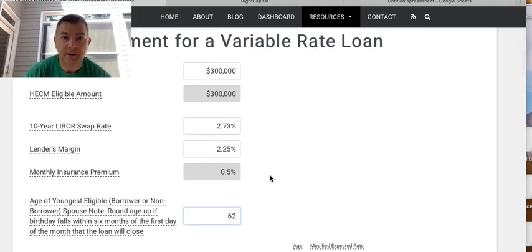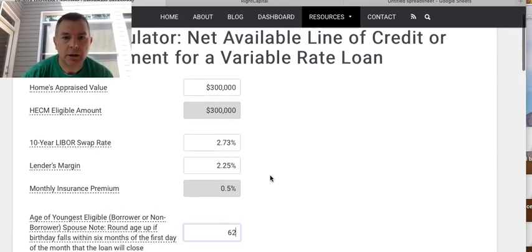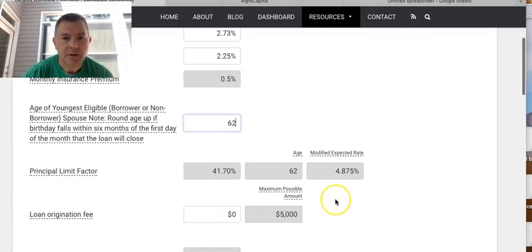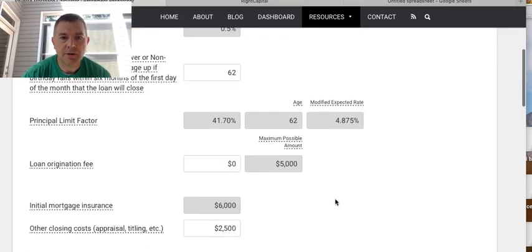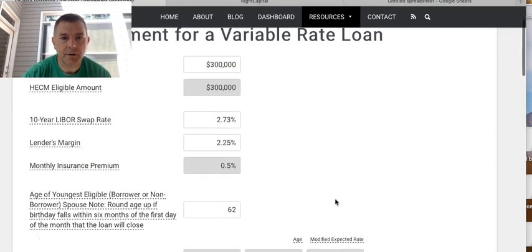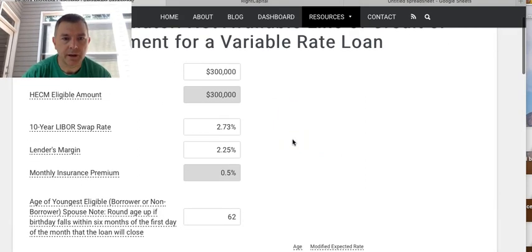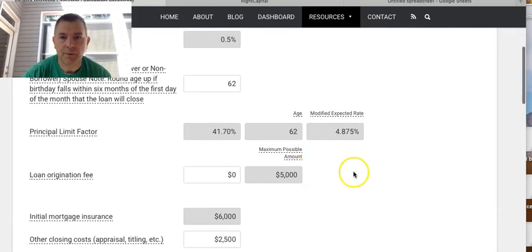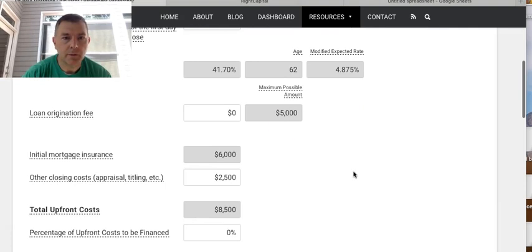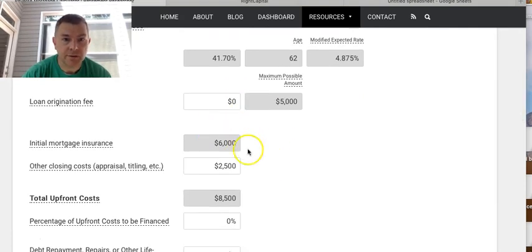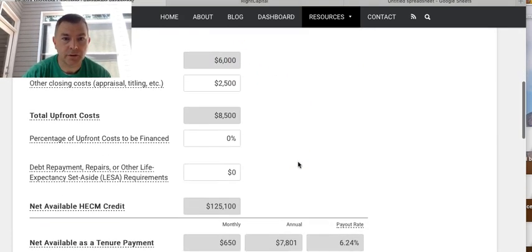So essentially, the rate is going to be a little bit more than about 5.5%. And so if we take our trusty calculator and we're taking out, bear with me just a second, she will be able to get, on $300,000, she'll get 41%. We're not going to have any origination fee, initial mortgage insurance, can't get around that, other closing costs, okay.